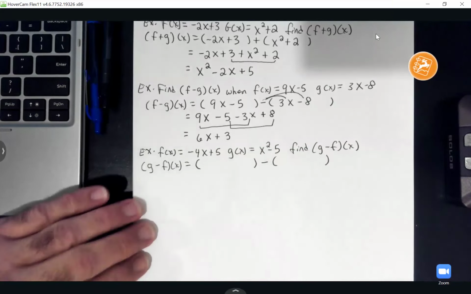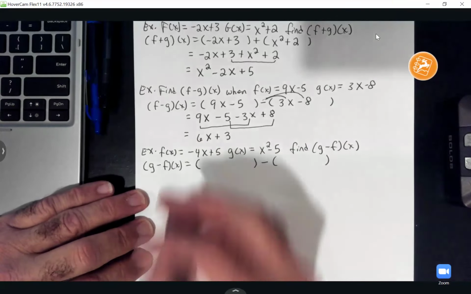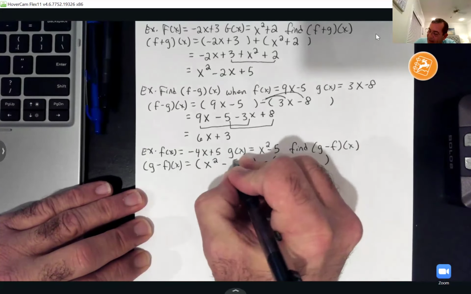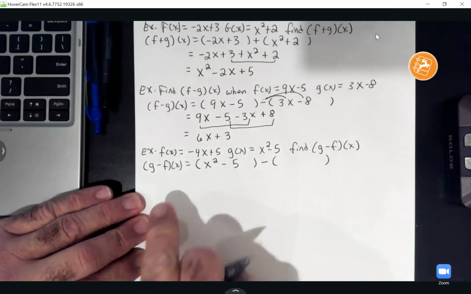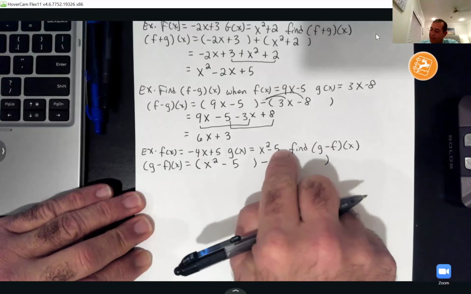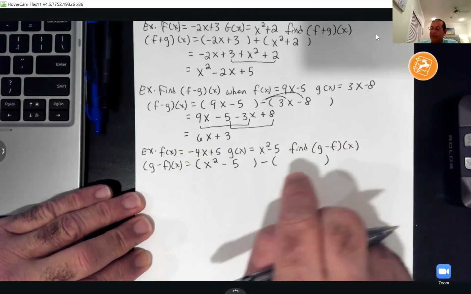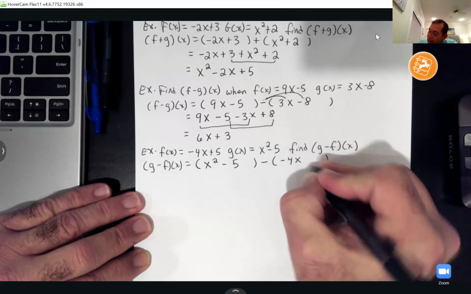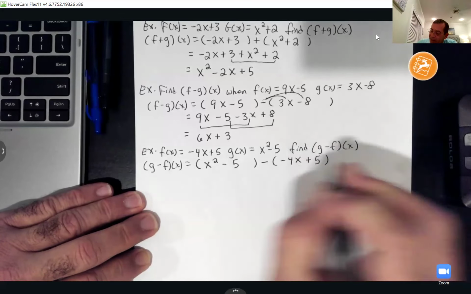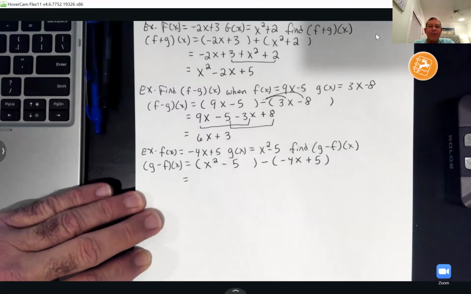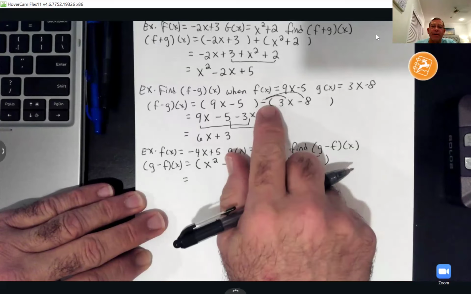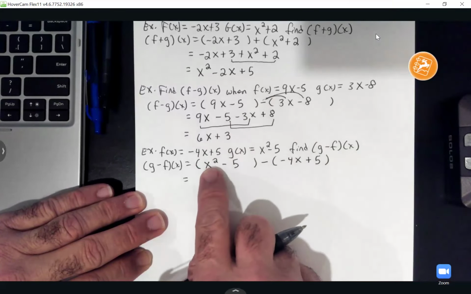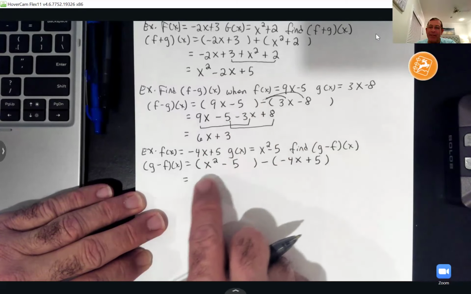Minus 5. x squared? Minus my 5. Because this is g minus f, which is my x squared minus 5, minus f, which is negative 4x plus 5. So now y'all get to redeem yourself because y'all sort of made me get y'all to this one. So y'all, what's coming out of these parentheses for my next line?